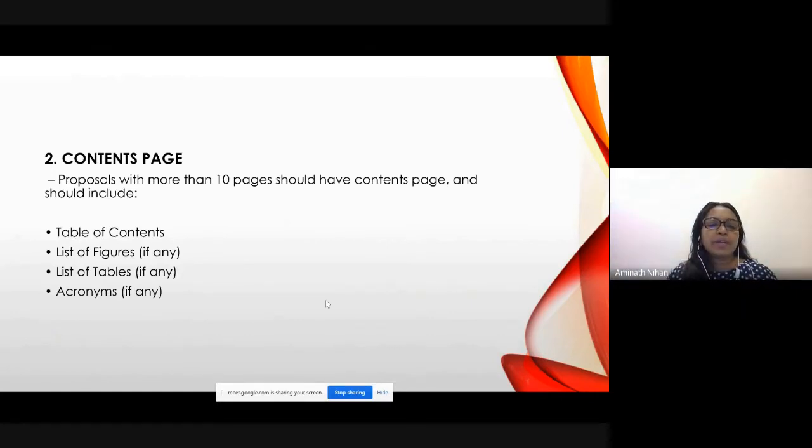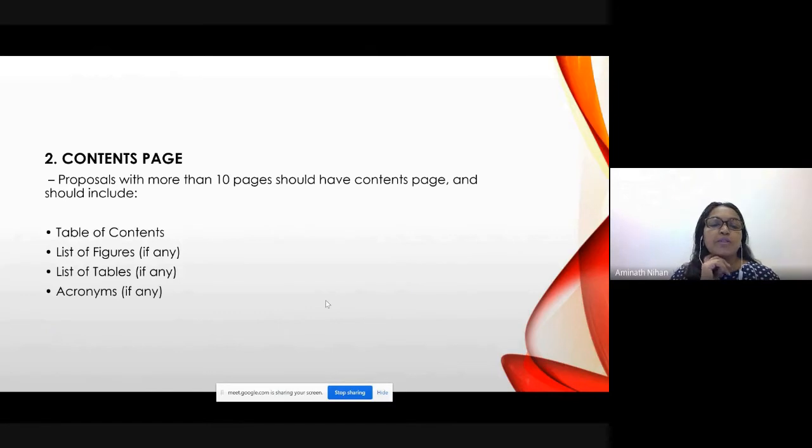Now the contents page. A proposal with more than 10 pages should have a contents page and should include a table of contents and a list of figures. If you are putting in any tables or figures, you have to label them clearly and they should appear in the contents page. List of tables, if any.